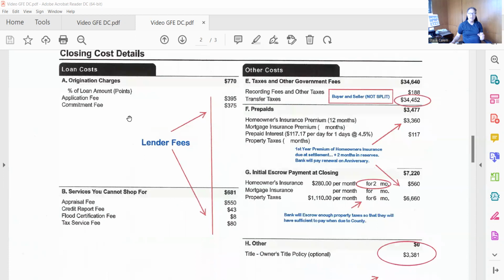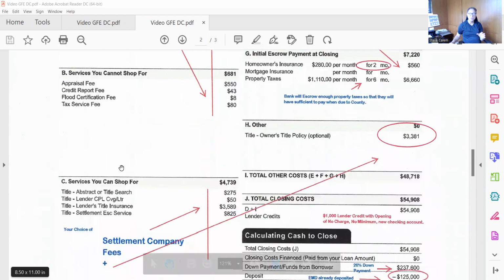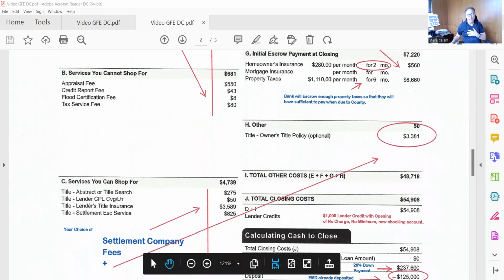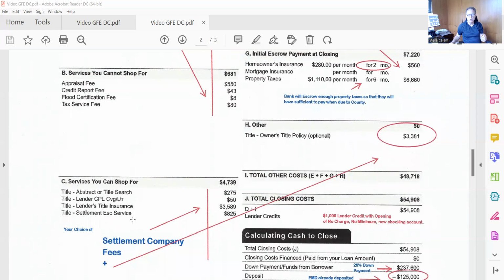Okay, the second page has all the detailed information. The left side is made up of A, B, and C, and A and B are the lender fees. So these are our fees, and these are appraisal, credit report, flood cert, tax service, all the standard fees that we have, and these are firm fees. The next batch is C. Those are estimates, and they are high. These are your settlement company or settlement attorney's fees. We don't know who you're choosing yet, so we're not sure of their fees.